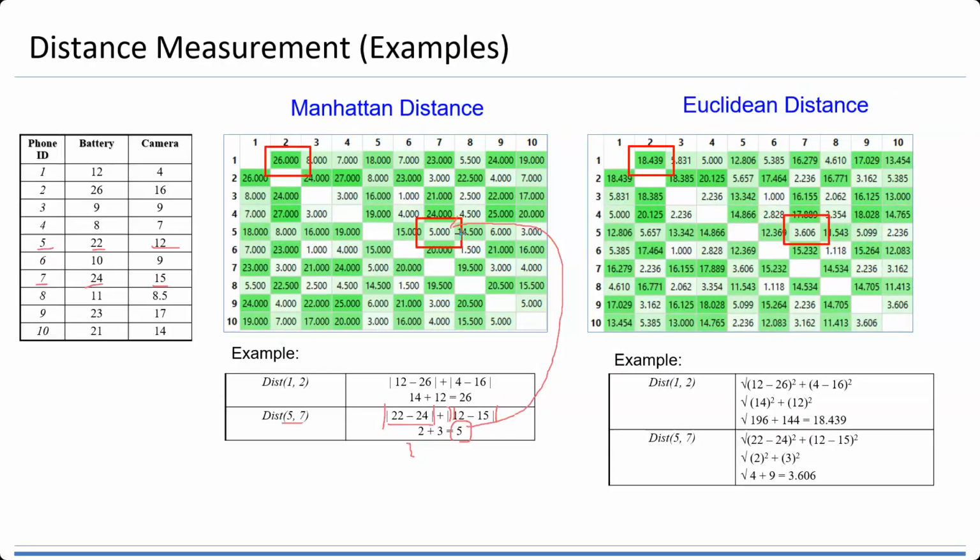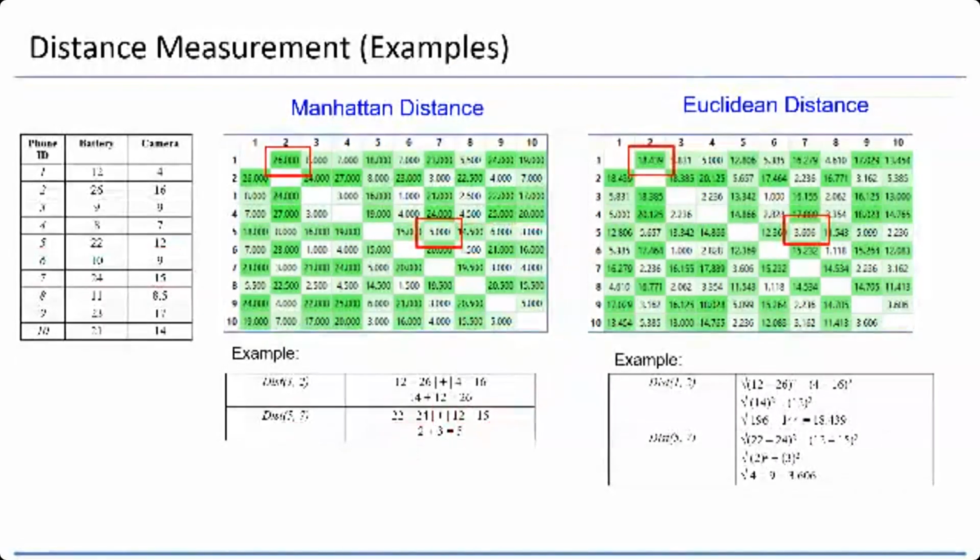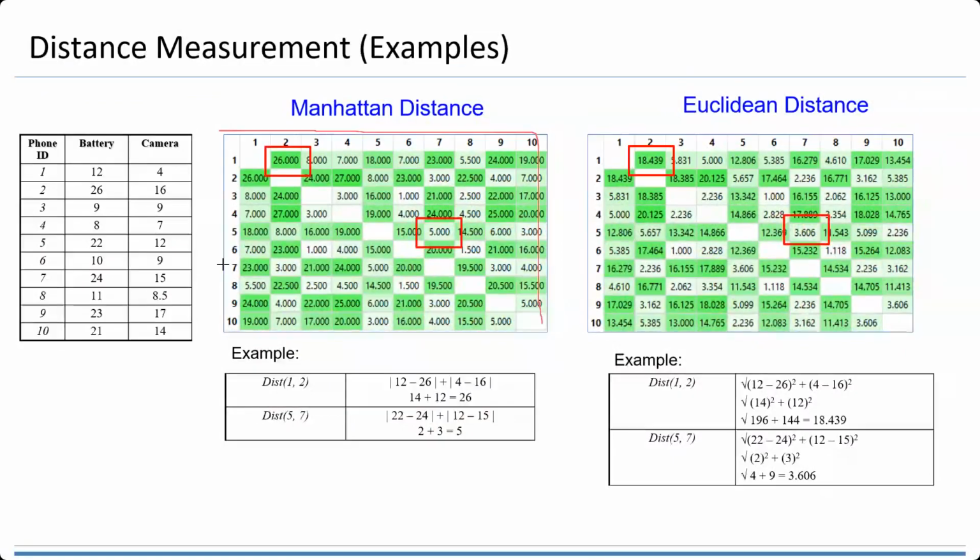Okay. So you can see all the distances. Using the Manhattan distance, we have this distance matrix. This is the distance from data number 1 and data number 2. This is the distance from data number 1 and number 3. This is the distance from data number 1 and number 4, and so on.